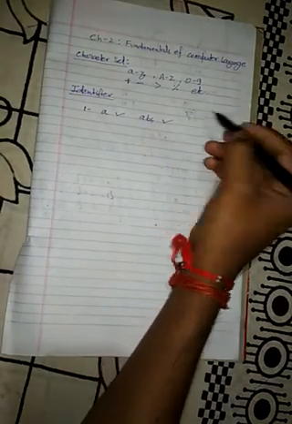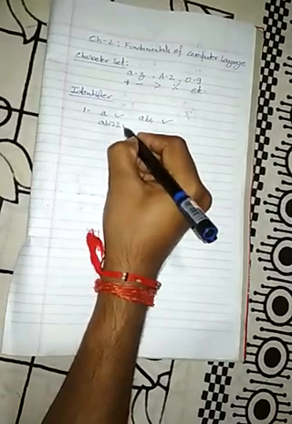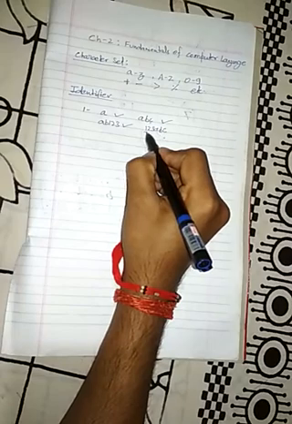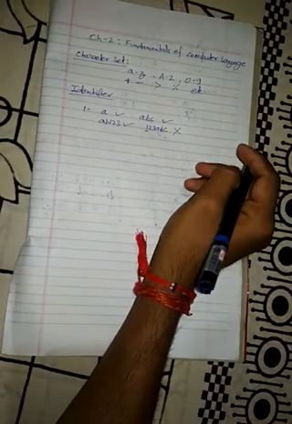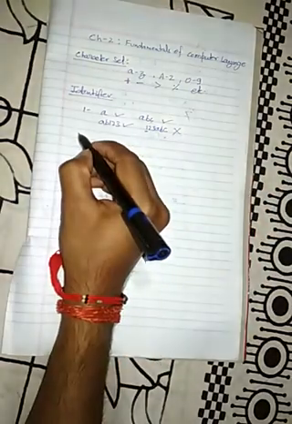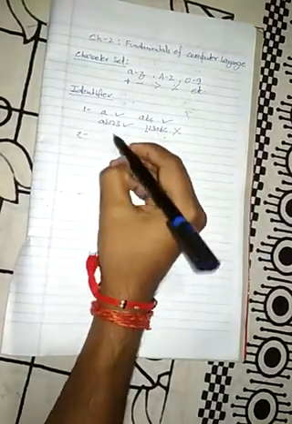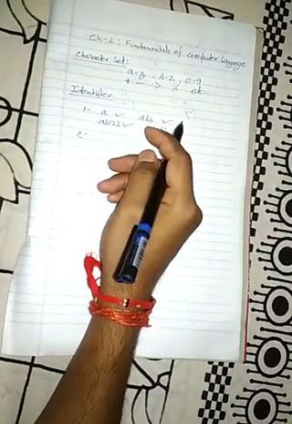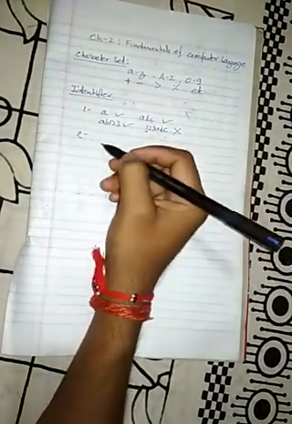If I'm taking AB123, it is also an identifier. Suppose I'm taking 123ABC, here you can see the first letter is a number, so it is not an identifier. Okay, got it? The second rule about the identifier is that there should not be any space within an identifier.